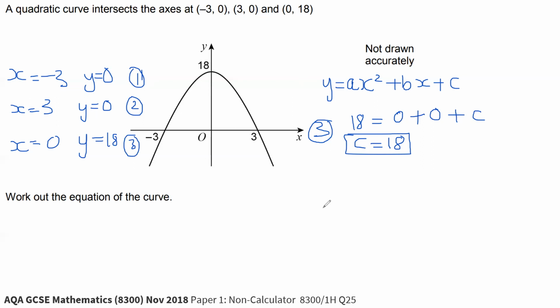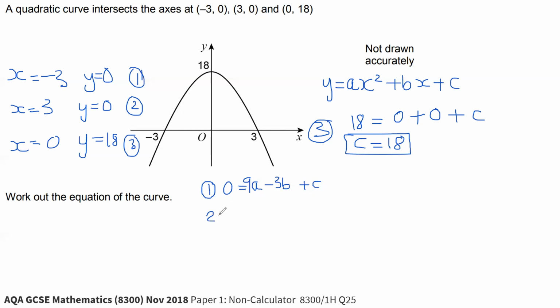So if we now look at the other two values, if we substitute in for 1, we know that y equals 0, and then we've got a times minus 3 squared. So minus times a minus is a plus. So then we're going to end up with 9a, or 3 times 3, minus 3 times minus 3 is 9, and then we've got plus bx, and we know that x is minus 3, so that's going to give us minus 3b plus c.